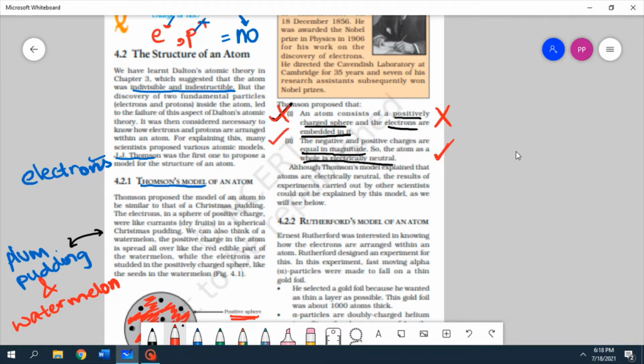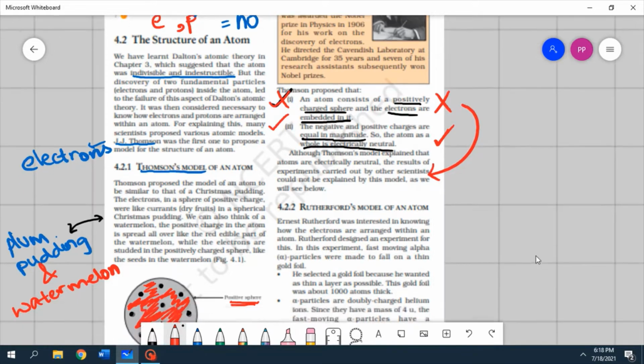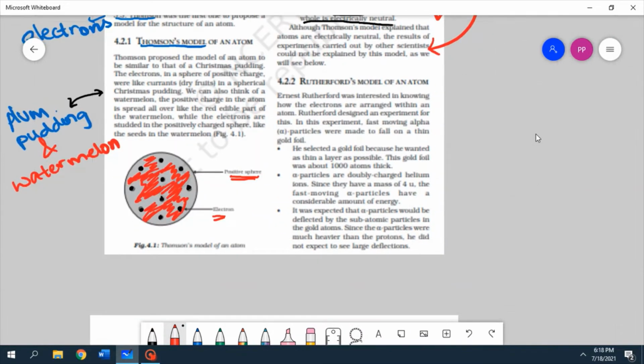Although Thomson's model explained that atoms are electrically neutral, the results of the experiments carried out by other scientists could not be explained by this model, as we will see below. So this one is what they were talking about. Okay, so the first point was contradicted by the experiments of later scientists, but the second one is held true even until today. And then we have Rutherford's model of an atom.